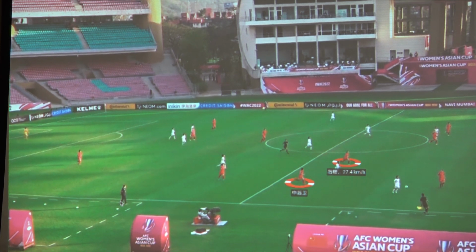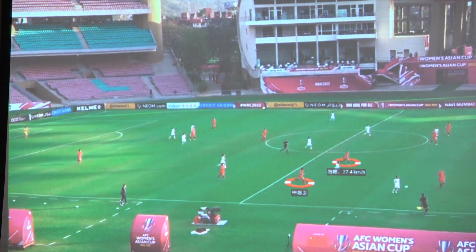So because the center back didn't get the ball, so the defensive midfielder had to make up for her. And her sprint speed at that time was above 27 kilometers per hour.